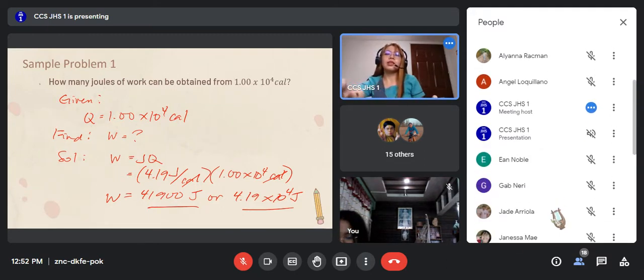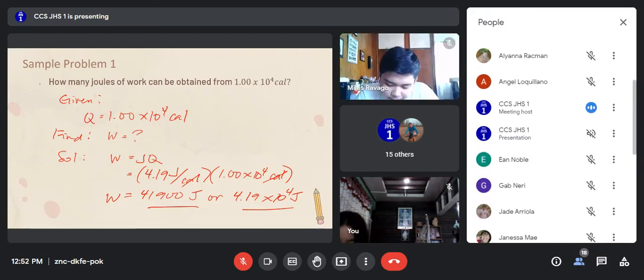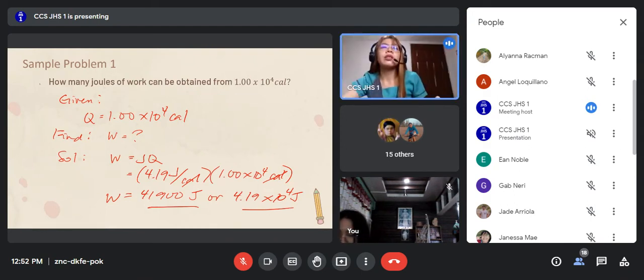Hello? Yes, sir. Okay, so kindly screenshot for reference. 1, 2, 3, 4, 5, 5, 4, 3, 2, 1. Again, don't forget the value of the mechanical equivalent of heat: 4.19 joule per cal. That's J.